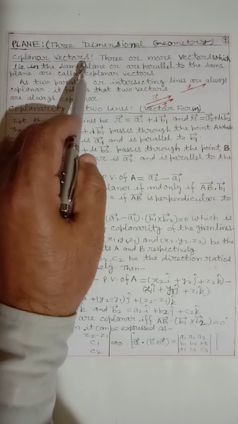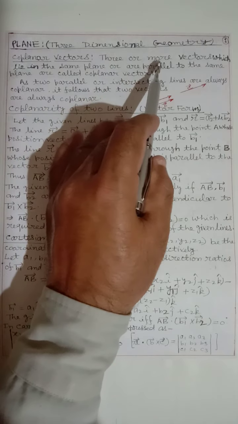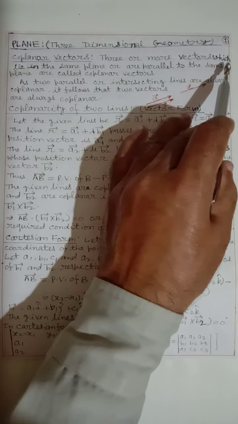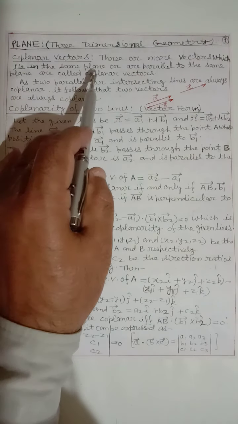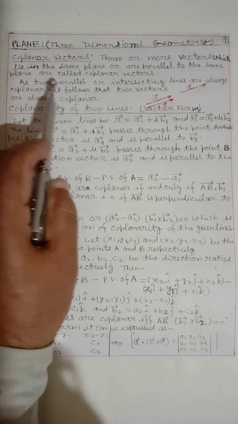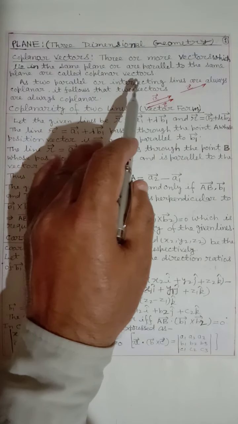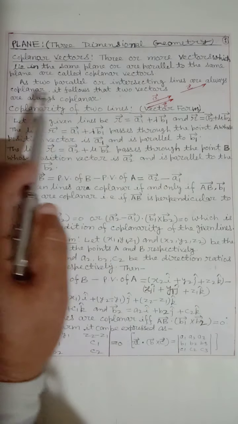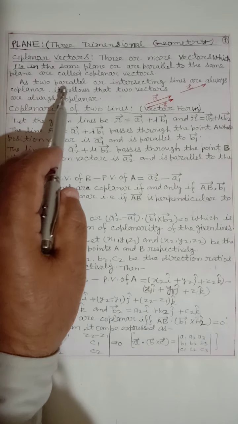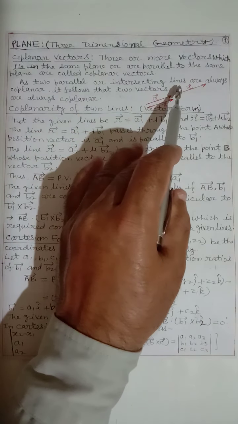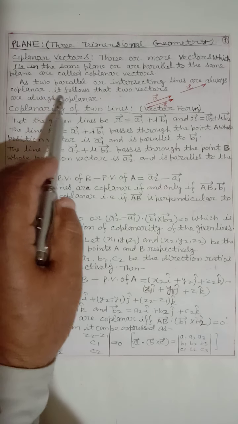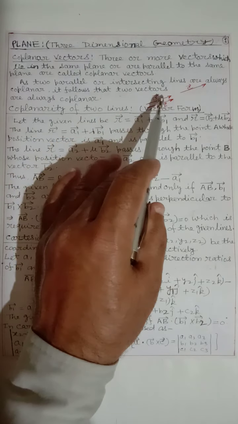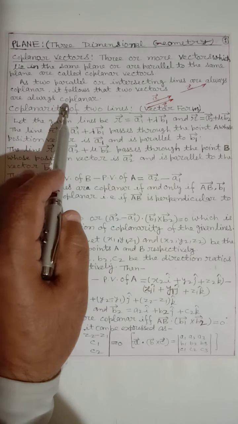coplanar vectors. Three or more vectors which lie in the same plane or are parallel to the same plane are called coplanar vectors. As two parallel or intersecting lines are always coplanar, it follows that two vectors are always coplanar.